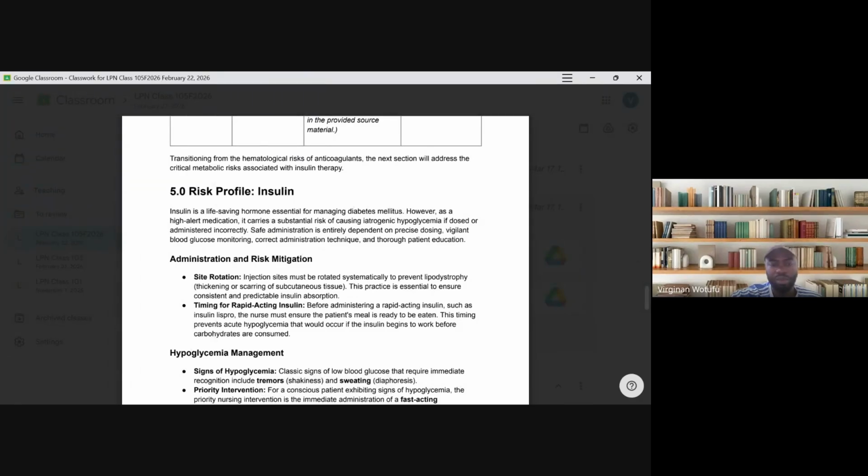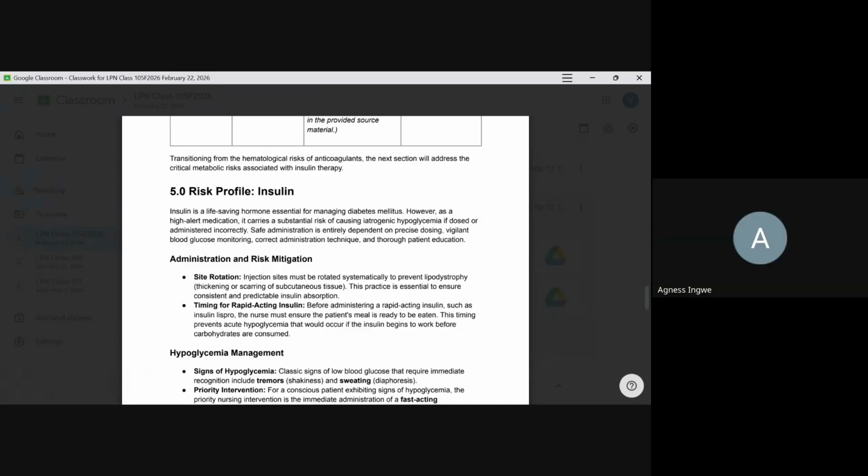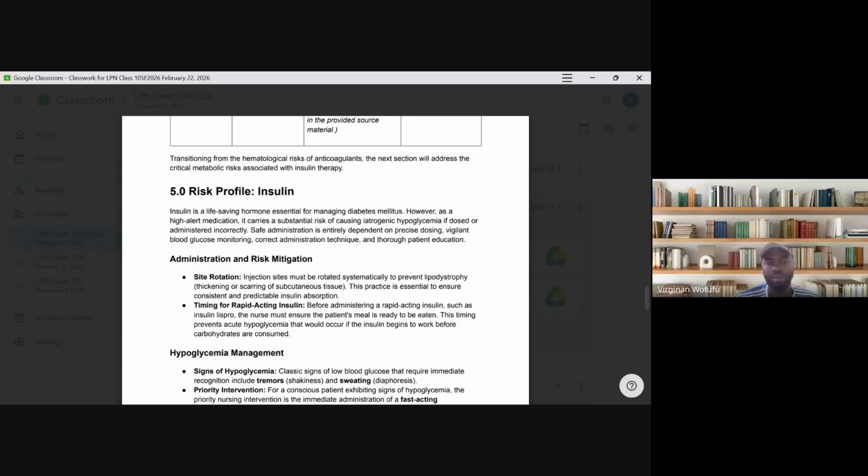Okay. So what are the signs of hypoglycemia to watch for? Signs of hypoglycemia. Sweating. Yes, sweating. Tremors. Good. Sweating, tremors, right? Those are visible signs.